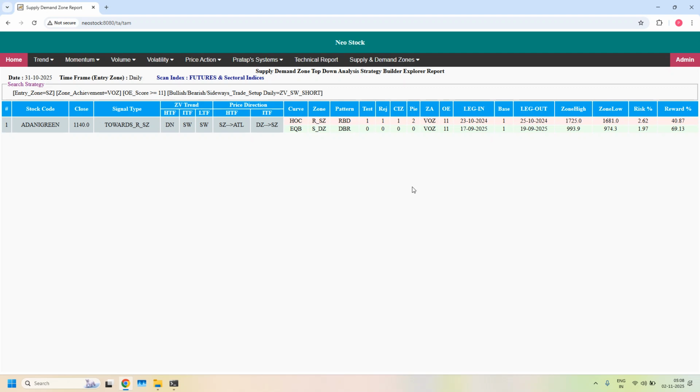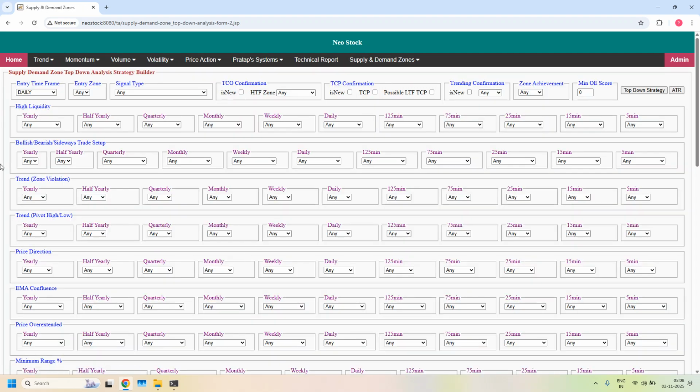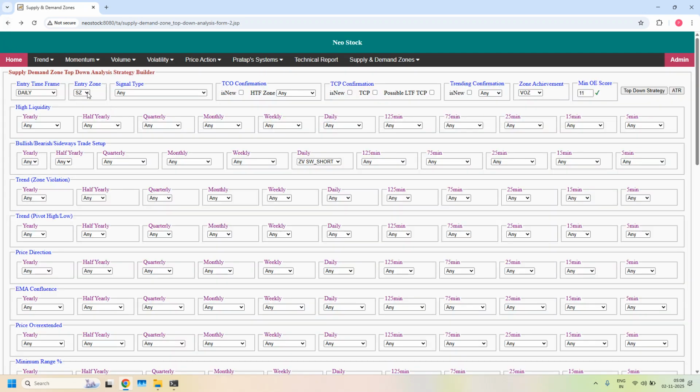Okay, next, bullish trade setup for monthly income trade. Changes are daily demand zone. Here bullish, and the minimum odd enhancer score should be 12.